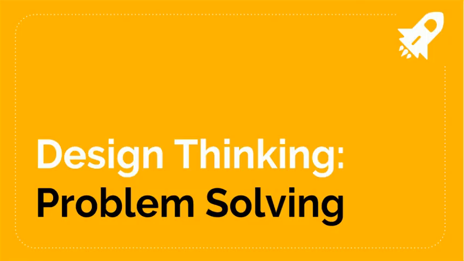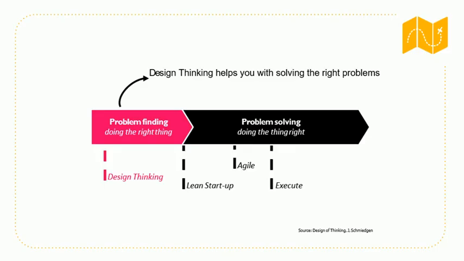So let's start talking about today's topic, which is design thinking, problem solving. Previously, we have talked about design thinking, three different types of problems, how you can identify those problems, and what kind of problems fall in those categories. So today we will be talking about how design thinking will help you solve the problems which you have identified in the previous phase. Please note that this video is part of our crash course series.